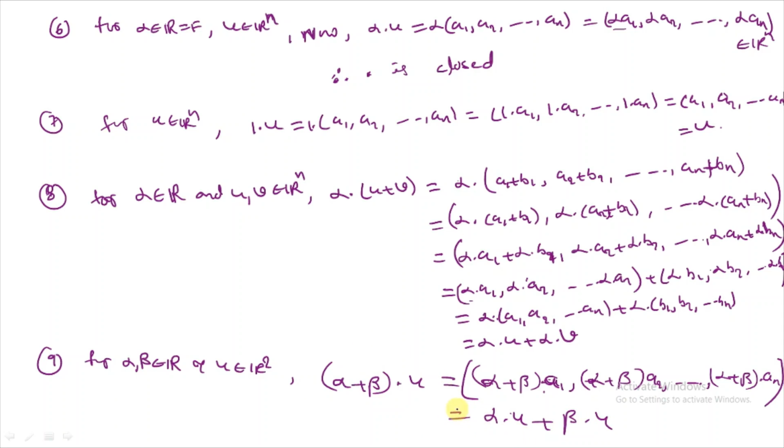This is a distribution on scalars. This is a distribution on vectors. It satisfies all 9 properties. Therefore V over F, that is Rn over R, is a vector space. That means it has all 9 properties: vector addition has 5 properties and scalar multiplication has 4 properties. If it satisfies all 9 properties, then the set is called a vector space over some field.